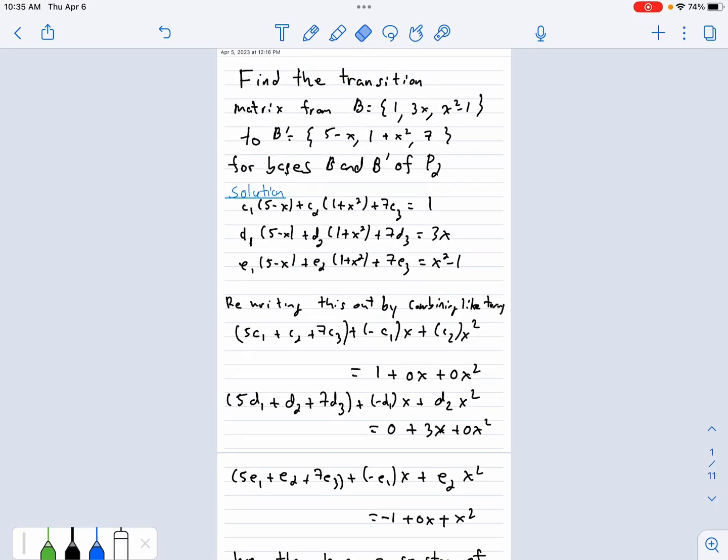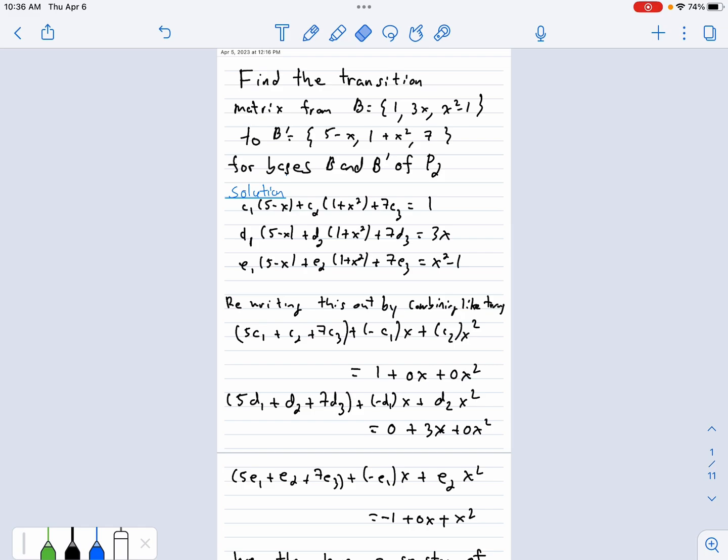Find the transition matrix from B = {1, 3x, x² − 1} to B′ = {5 − x, 1 + x², 7} for the bases B and B′ of P2, where P2 stands for all polynomials of degree 2 or less. All right, so essentially what we're being asked to do is to write the basis vectors in B in terms of basis vectors of B′, okay?